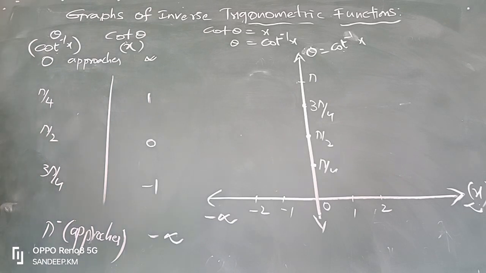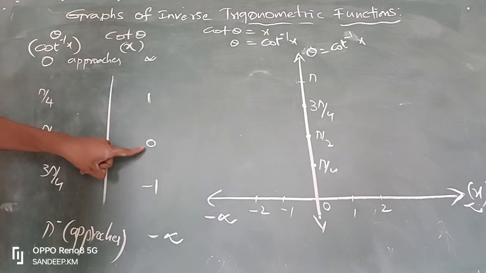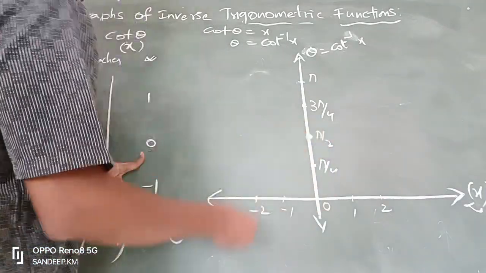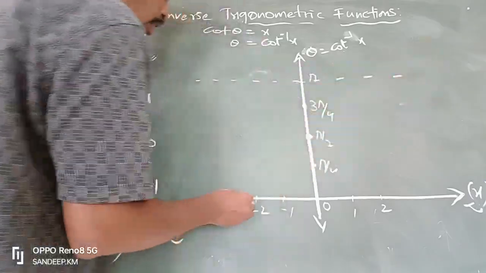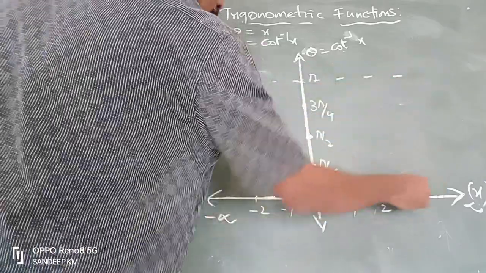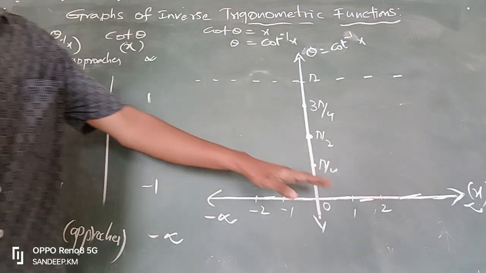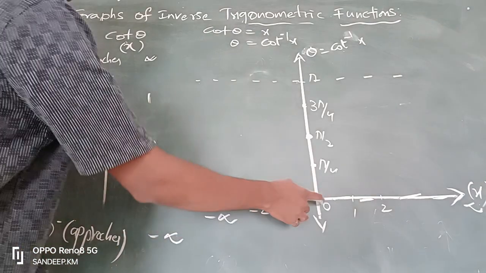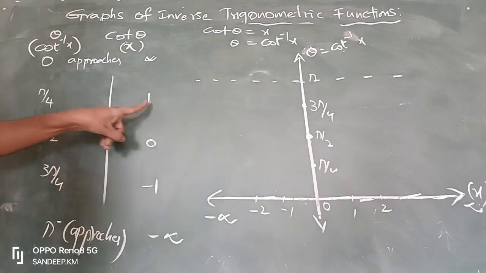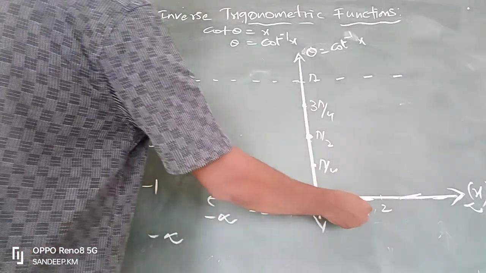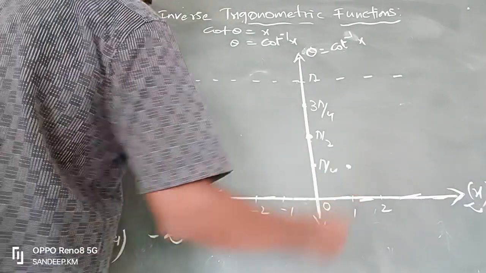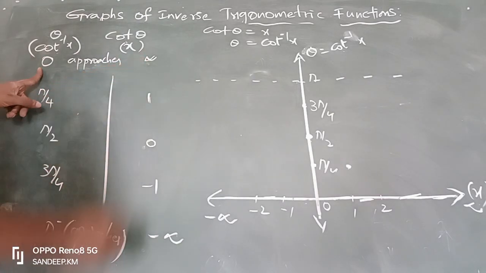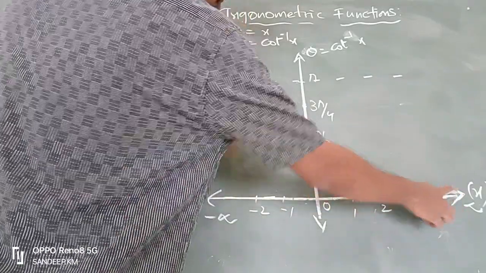Anyhow, I'll start from 0. When input is 0, the output is pi by 2. Moreover, the output cannot be pi, the output cannot be 0. Please observe the dotted lines. When input is 1, the output is pi by 4. And when input approaches plus infinity, the output approaches 0. Draw the graph.